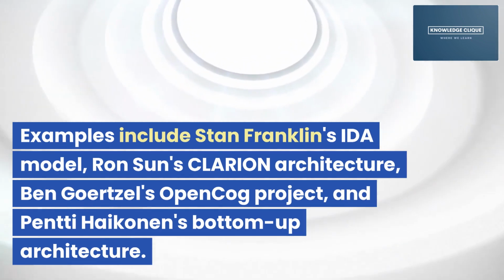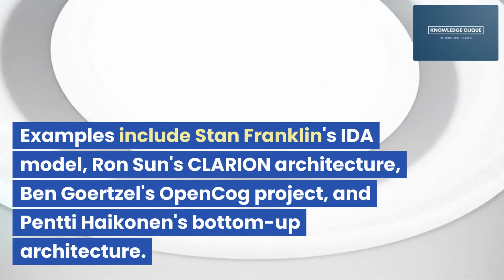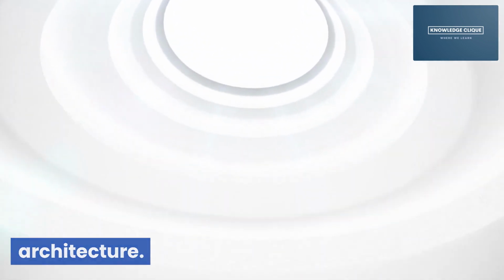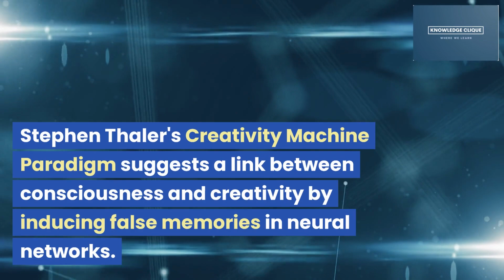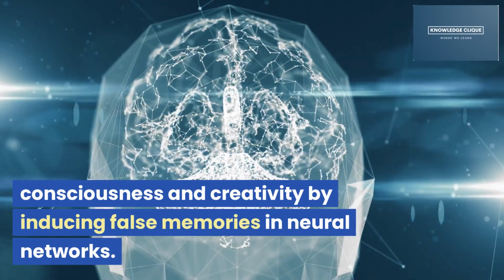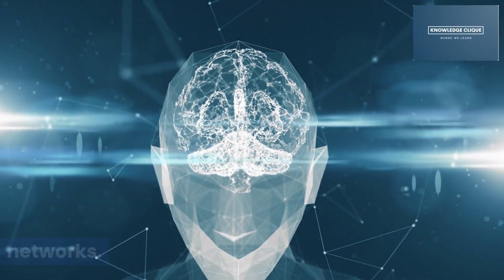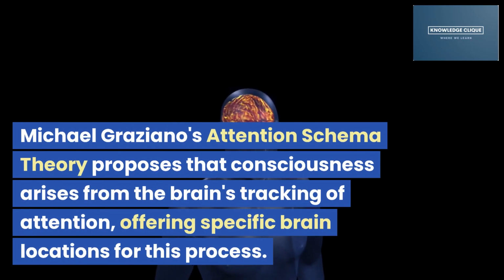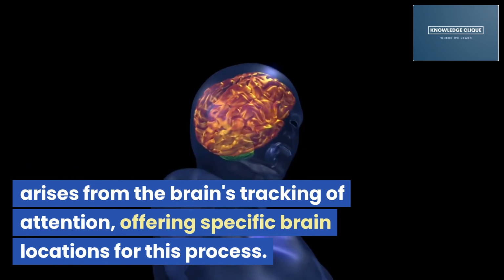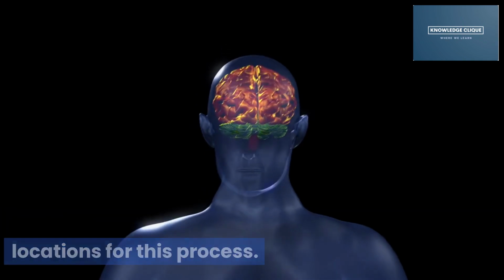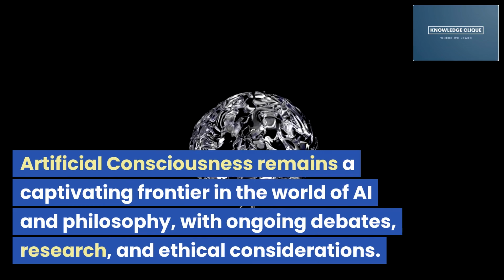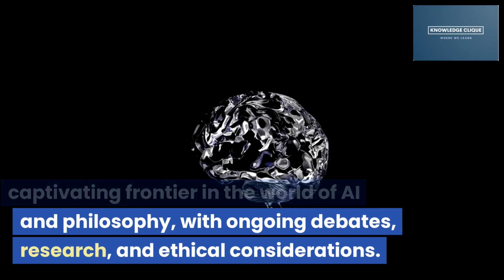Examples include Stan Franklin's IDA model, Ron Sun's Clarion architecture, Ben Goertzel's OpenCog project, and Pentti Haikonen's bottom-up architecture. Stephen Thaler's creativity machine paradigm suggests a link between consciousness and creativity by inducing false memories in neural networks. Michael Graziano's attention schema theory proposes that consciousness arises from the brain's tracking of attention, offering specific brain locations for this process.